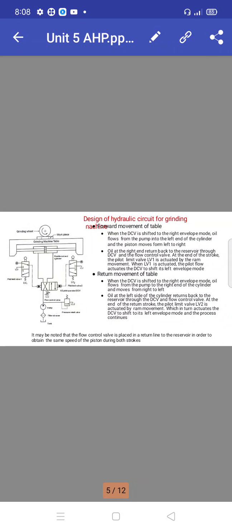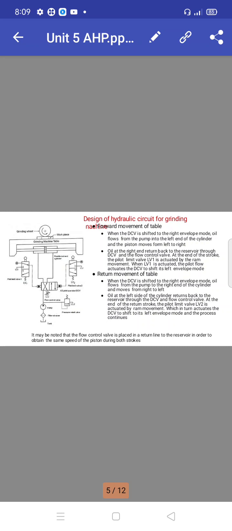So as mentioned, in the forward movement of the table in a grinding system, it specified its task. When it completes the forward stroke, it should ensure a return stroke, that is, the return movement of the table.